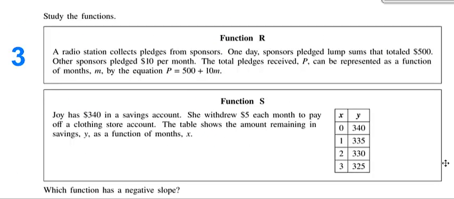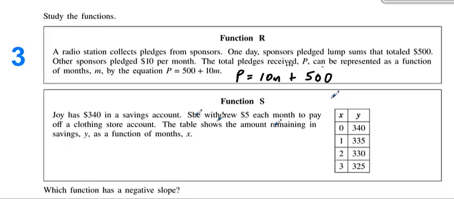A radio station collects pledges from sponsors. One day sponsors pledged lump sums that totaled $500. So that's where you start. So that's our y-intercept. Other sponsors pledged $10 per month. We know per means multiplication, so that's got to be our x term. The total pledges received, P, can be represented as a function right there. So if I want to write this in slope-intercept form, our total pledges are $10 per month for some, plus we started at 500. So I just turned it around.